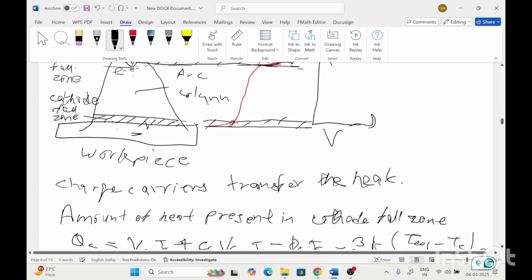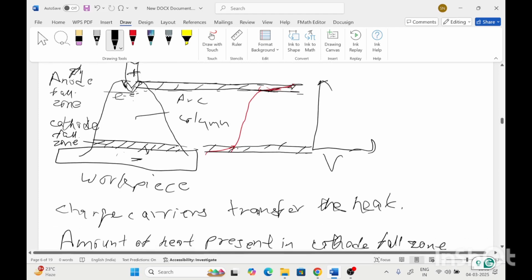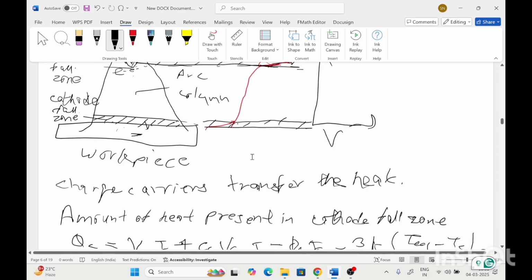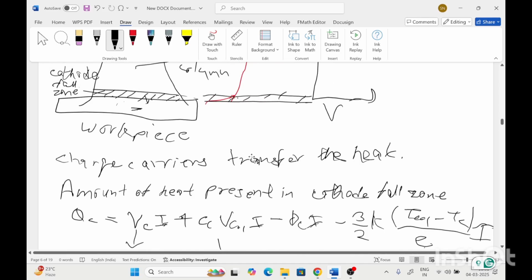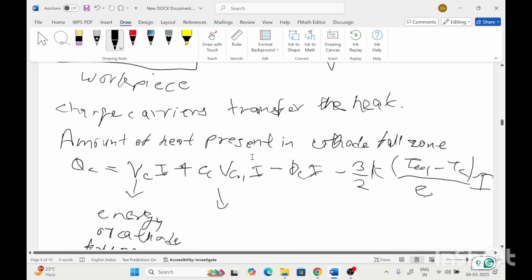Because of this voltage difference, the heat generated at these three regions will also be different. And we know that the heat is transferred by charge carriers. So if we talk about how much heat is present at the cathode or anode.